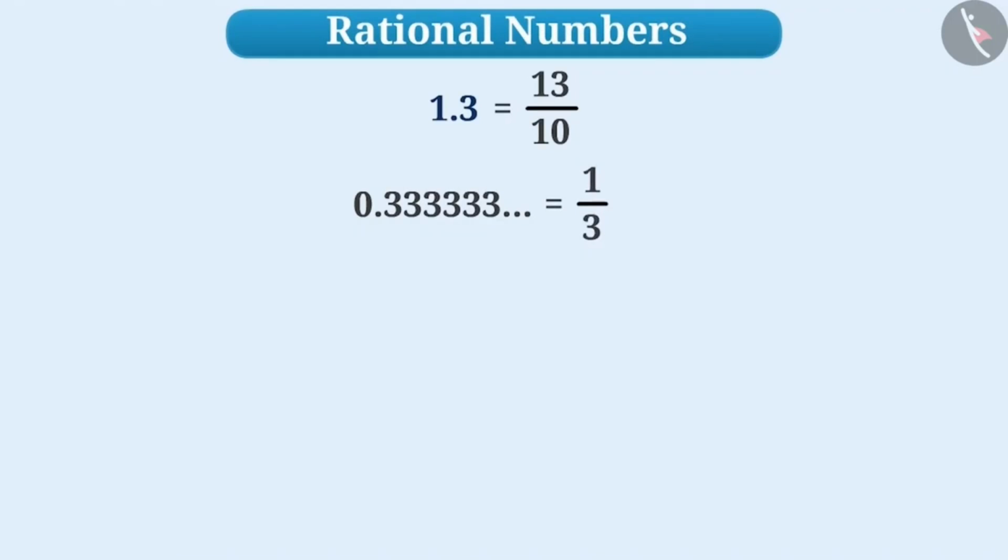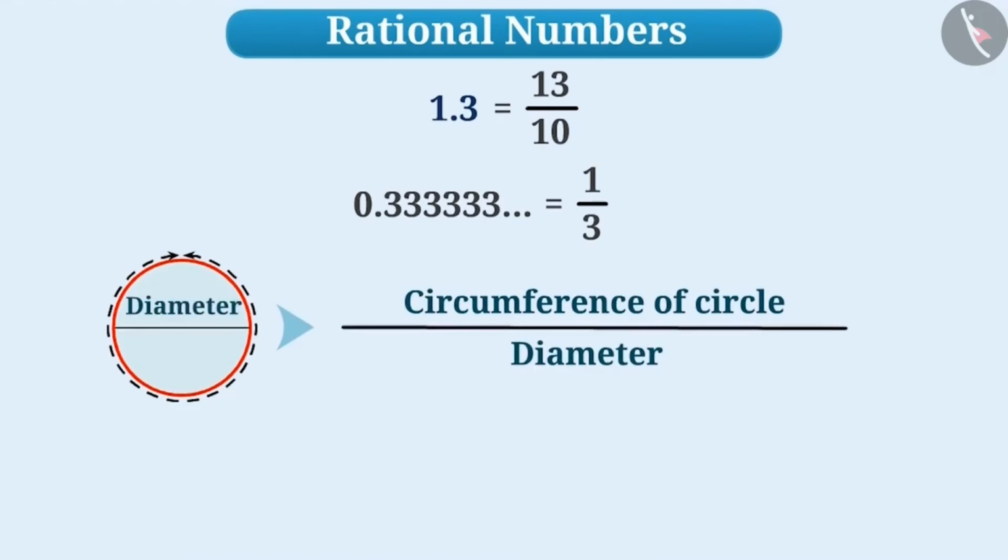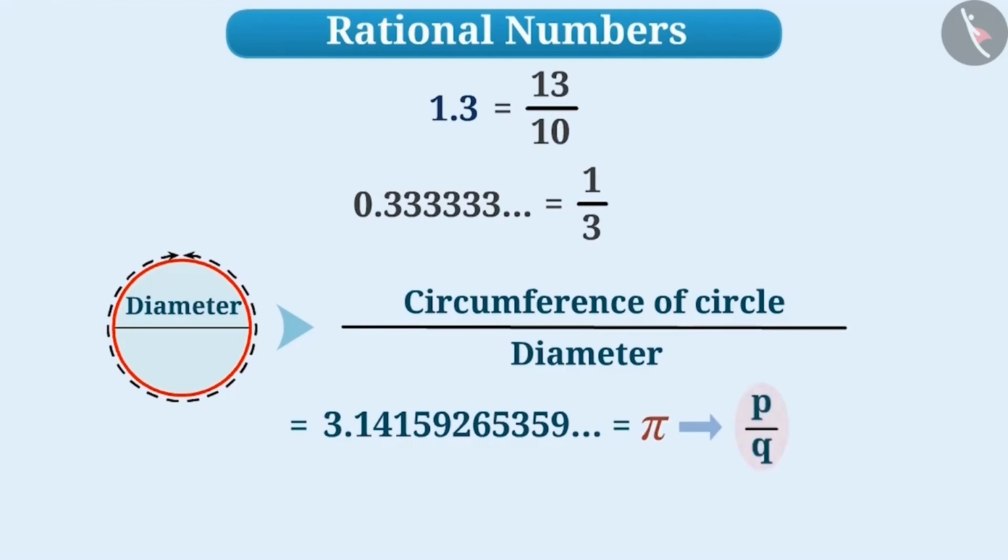Do you know that there are some numbers that cannot be represented in the form of p by q? For example, if we divide the circumference of the circle by its diameter, then we get 3.14159265359, etc. This number is well known as pi. We cannot represent this number as p by q in any way. Thus, this is not a rational number.